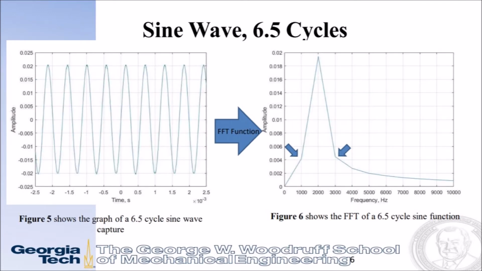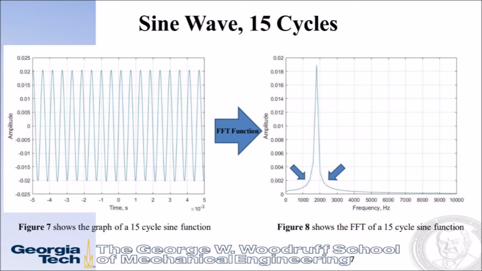On the left-hand side is a graph of 6.5 cycles of a sine wave. On the right-hand side is its respective FFT function, which is messy due to spectral leakage since the cycle number is uneven. So now we are looking at a sine wave of 15 cycles generated.